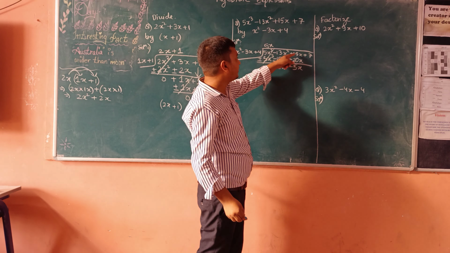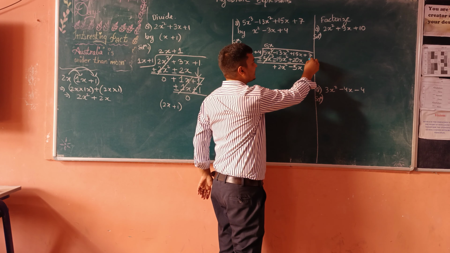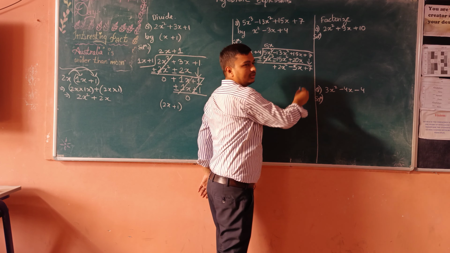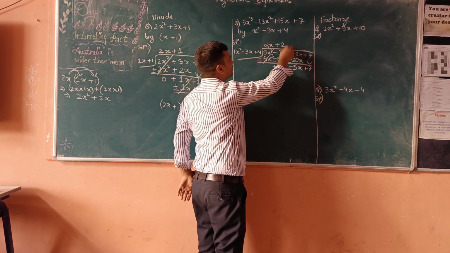Plus into minus, minus. 20 minus 15, 5. Sign of bigger, 20 is bigger, so I got minus here. Now the next answer will be plus 7. Are you getting the logic? Now how to solve that number? Next I will write here plus 2.